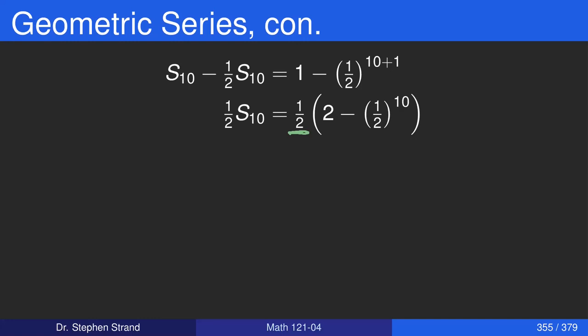I want to isolate s sub 10. That's what I'm interested in calculating. So I'm going to multiply both sides by 2. And we arrive at 2 minus 1/2 to the 10th, which is about 1.9990. And that's the partial sum. So we didn't have to add up 10 fractions and find a common denominator. Because of the geometric series structure, we could come up with a little shorthand way of calculating it.